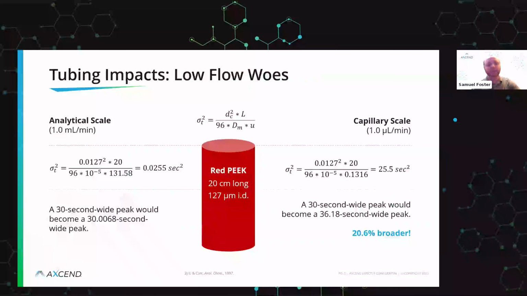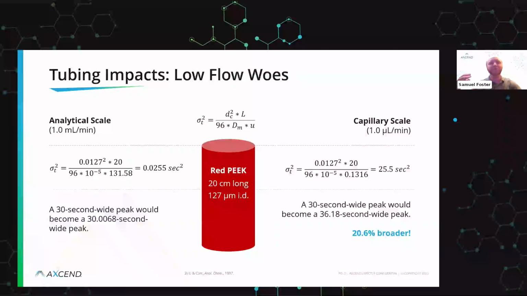A lot of it comes down to the flow rate and just the sheer differences in volume between the analytical scale and the capillary scale. A microliter of void volume on the analytical scale doesn't matter that much. You're running at a milliliter a minute, you'll clear through that volume very quickly. On the capillary scale, a microliter of dead volume would result in a minute of total extra broadening.